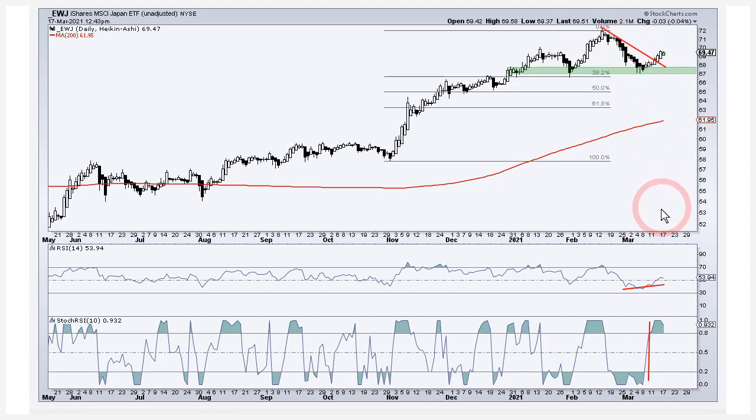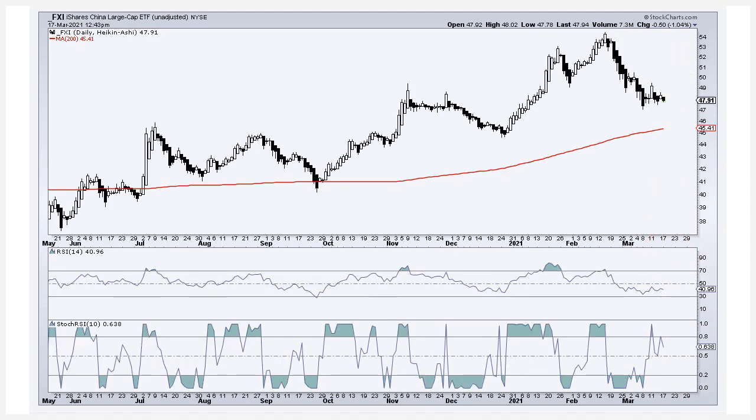So Japan's looking bullish. Now, I was looking at the Chinese-related ETFs, and I noticed they all pretty much have the same pattern working here. And this is FXI, the China Large Cap ETF. And, you know, it had this big move up from late December to a new high there in mid-February, and then came down pretty hard. But it does look like a correction within a bigger uptrend.